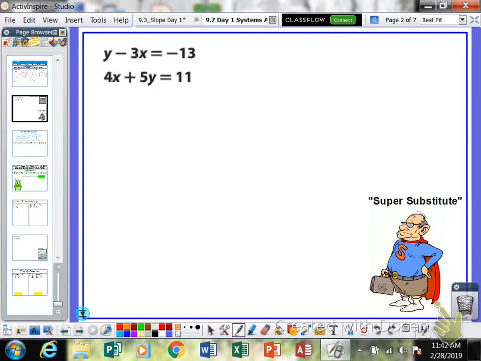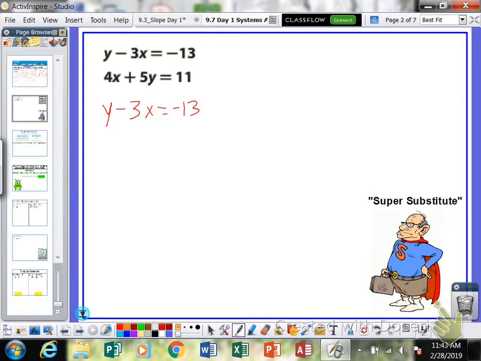So if I take a look at both of these equations, I want to ask myself, is there one equation that's going to be easier to manipulate than the other? And there is. That equation is our first one, because we already have y and there's no coefficient in front of it. In the second equation, both variables have a coefficient in front of it. So in our first one, it's going to be a little bit easier, and we can get our y by itself. So if we want to substitute, we are going to use our first equation to find what y equals. So we have y minus 3x equals negative 13.